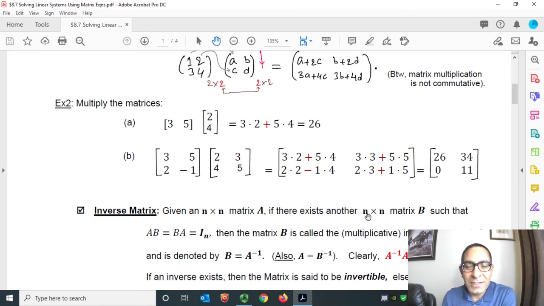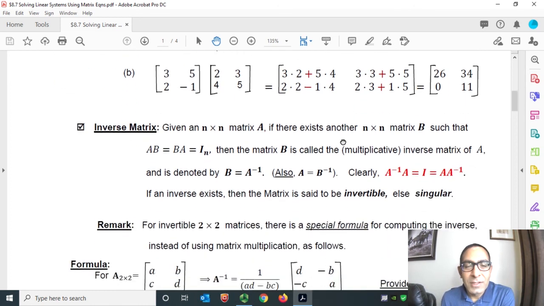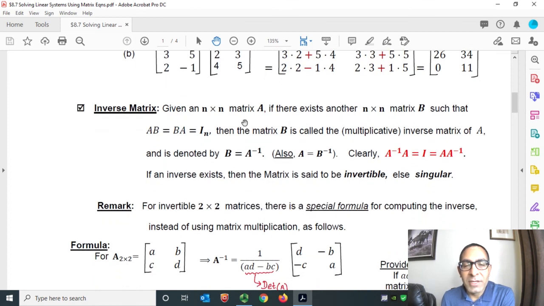Now let's move on. Next, the inverse matrix. Given an n by n matrix A, if there exists another n by n matrix B such that the product AB equals the product BA equals the identity matrix of size n, then the matrix B is called the inverse matrix of A and is denoted by B equals A inverse, or A equals B inverse. Clearly, the product of A inverse and A turns out to be the identity matrix I.